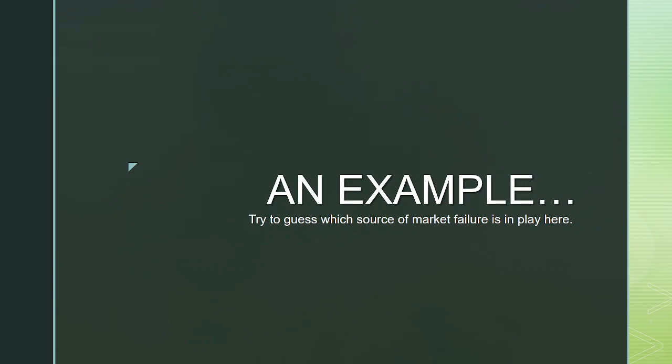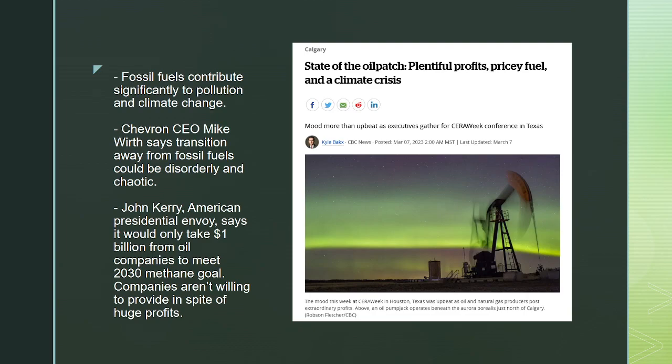Let's now look at an example. I want you to use what we've learned about the 5 sources of market failure to try to determine what source is at play here. This article I found on CBC News discusses the state of the oil patch. As we all know, fossil fuels contribute significantly to pollution and climate change.